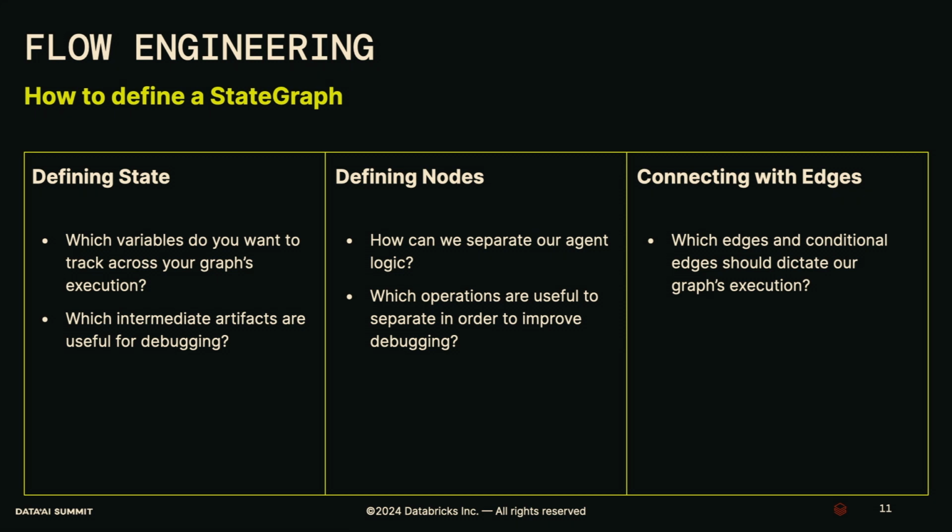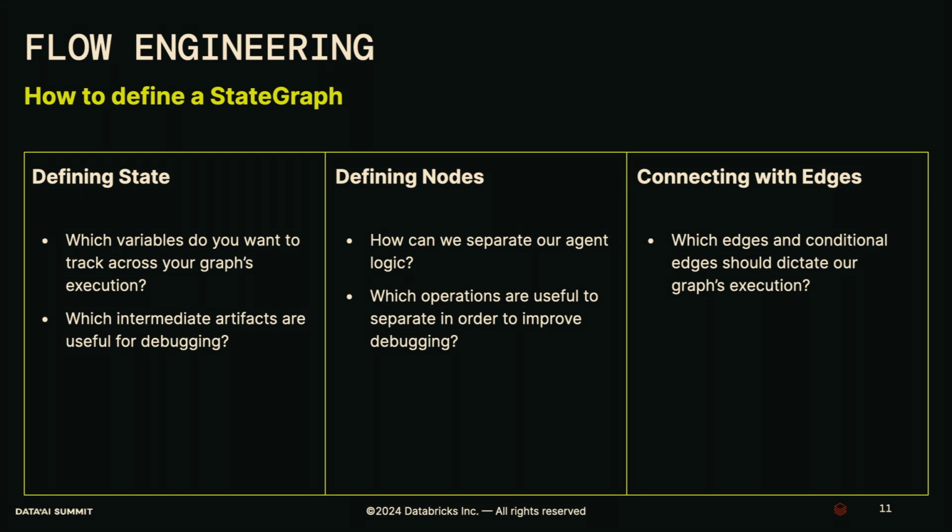The second step is defining nodes for our graph. So in that graph I showed earlier, we had 2 nodes, generate and grade. And so this is where we really want to put our business logic. So how do we want to change that state object at each step of our graph's execution?